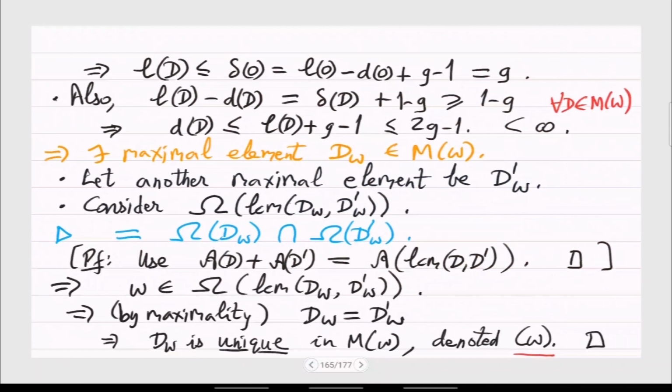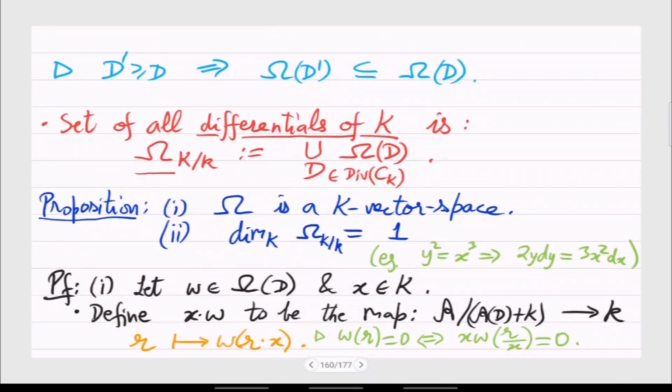So when we define differentials here, when we define this x omega, what does x omega do? Instead of applying omega on r, now you will apply omega on r times x. R is the adele. So previously, if omega would kill r, then now x omega will kill r by x. Because 1 by x is also a function, we can look at r by x. If you remember this equivalence, from this everything else will follow.